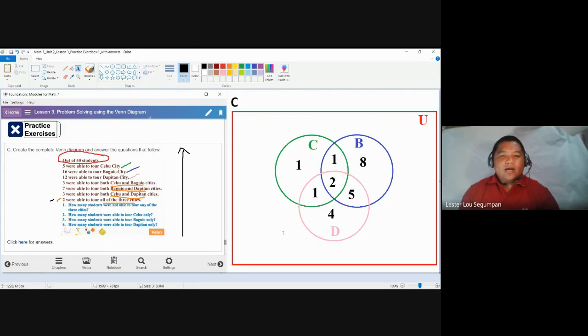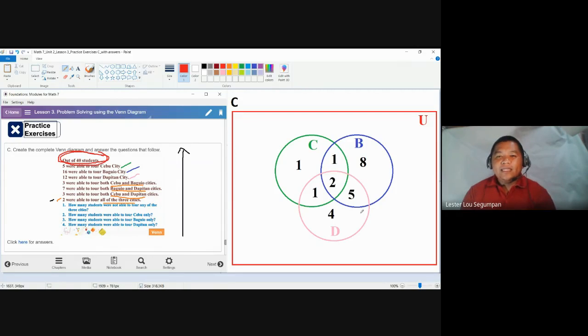Okay. So out from all the connections and intersections, we have come up with this Venn diagram. The final thing you need to determine, before we go to what is asked, is to go back to the universal set. The universal set has 40 students.